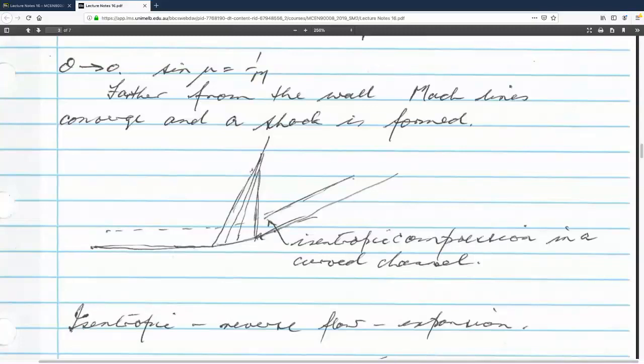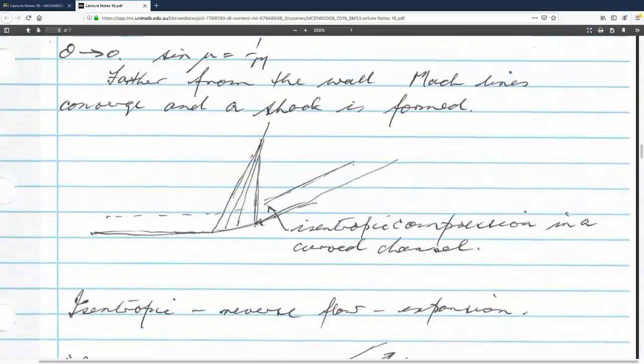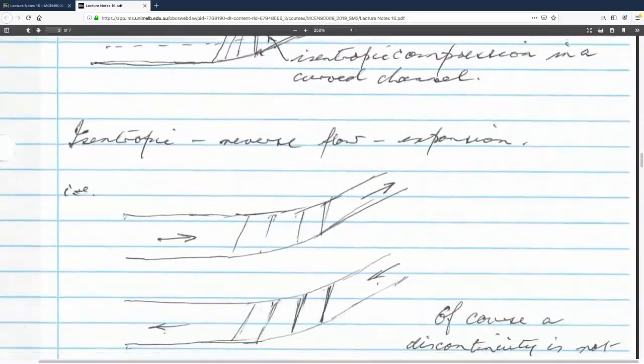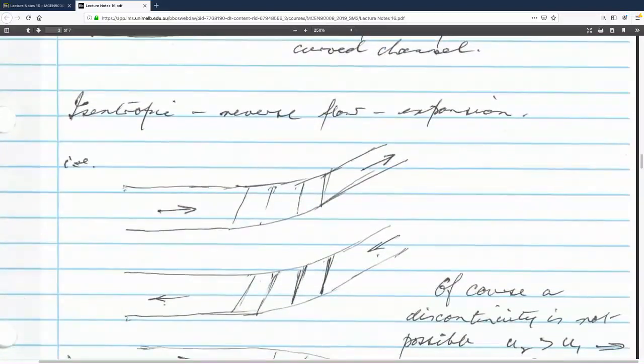So that's an idea. So here's what I'm saying. So here are these Mach lines here, and here's the flow coming along, and it gets compressed and it comes out here. So now what I'm going to do is turn this flow around. Because it's isentropic, I'm going to reverse everything, and I imagine a flow that's coming back this way.